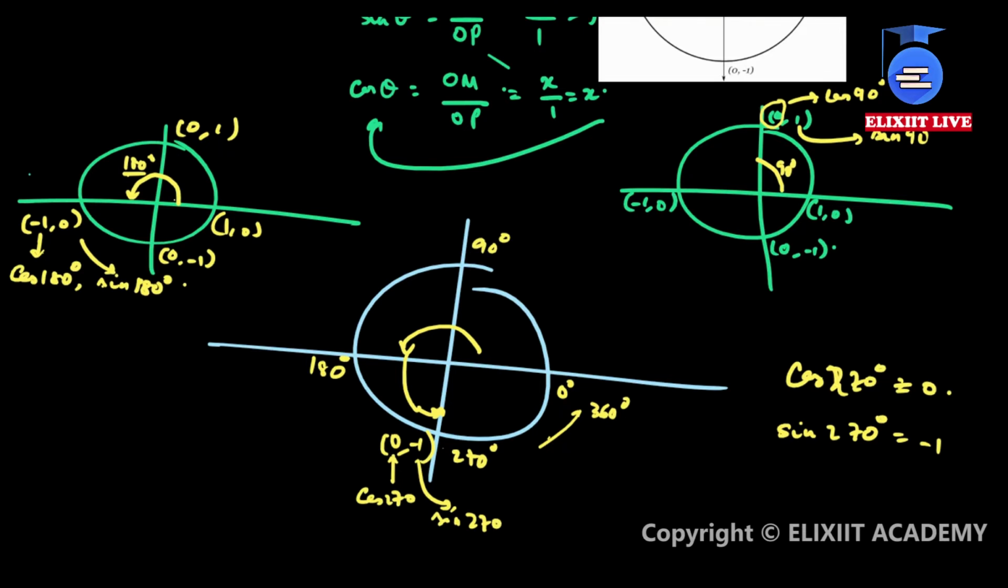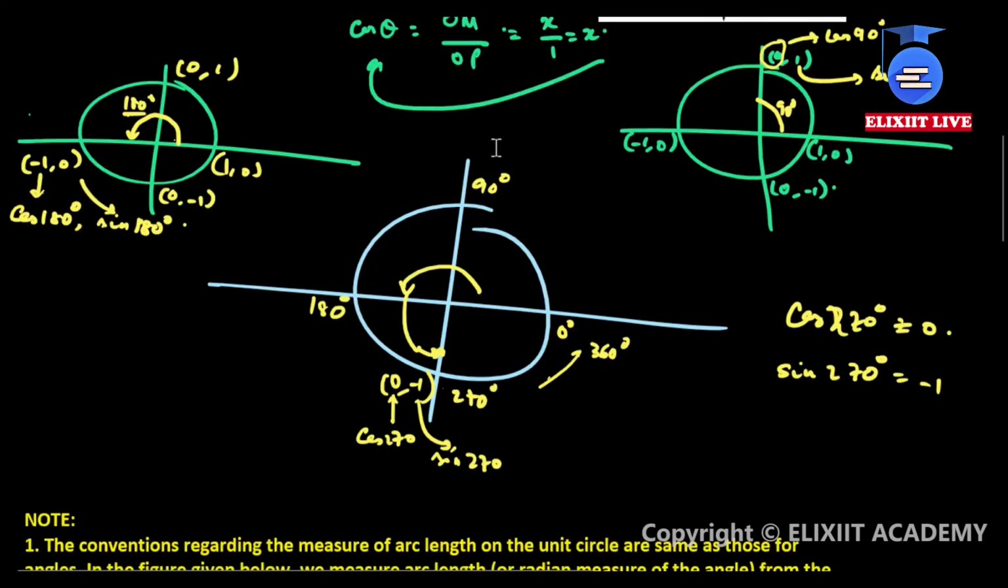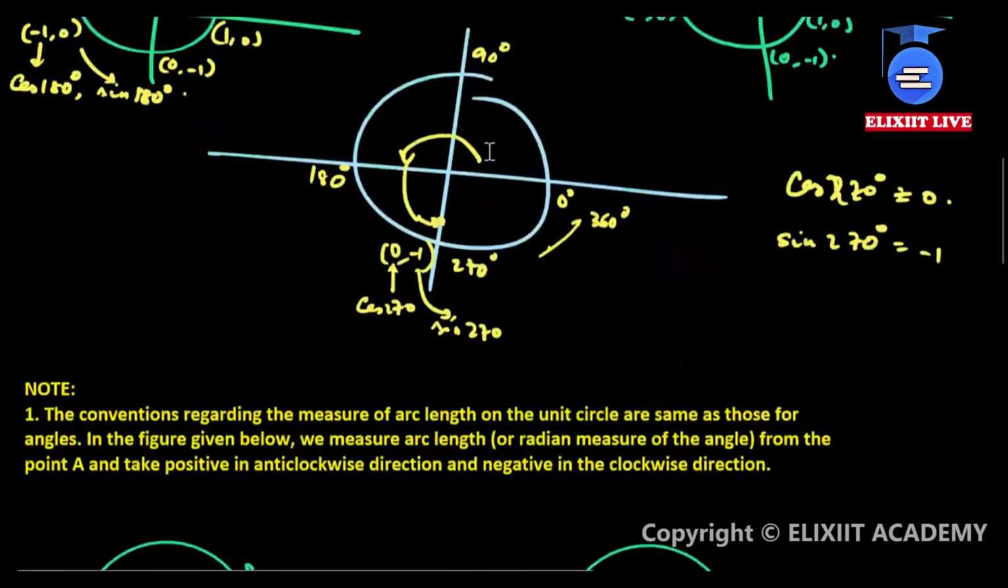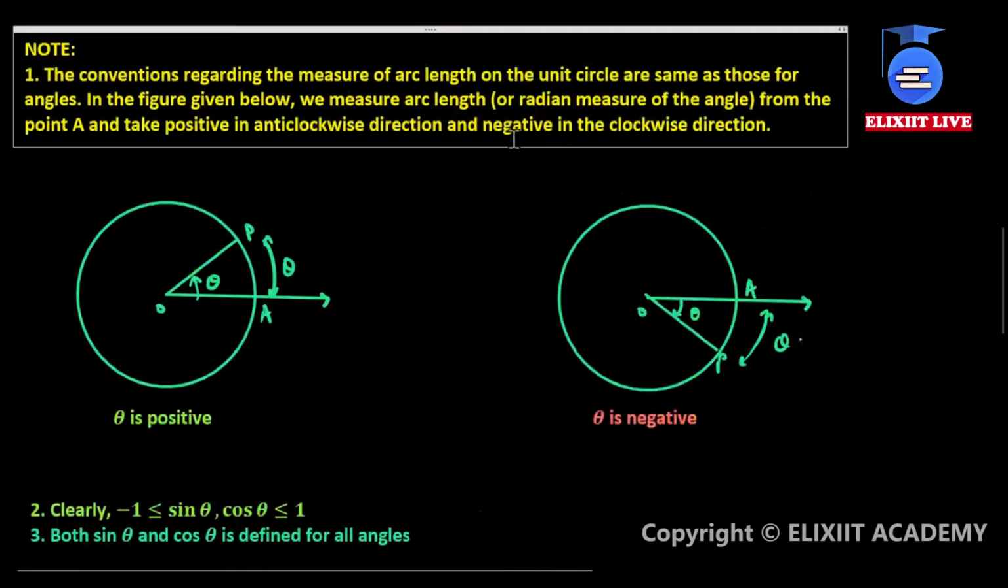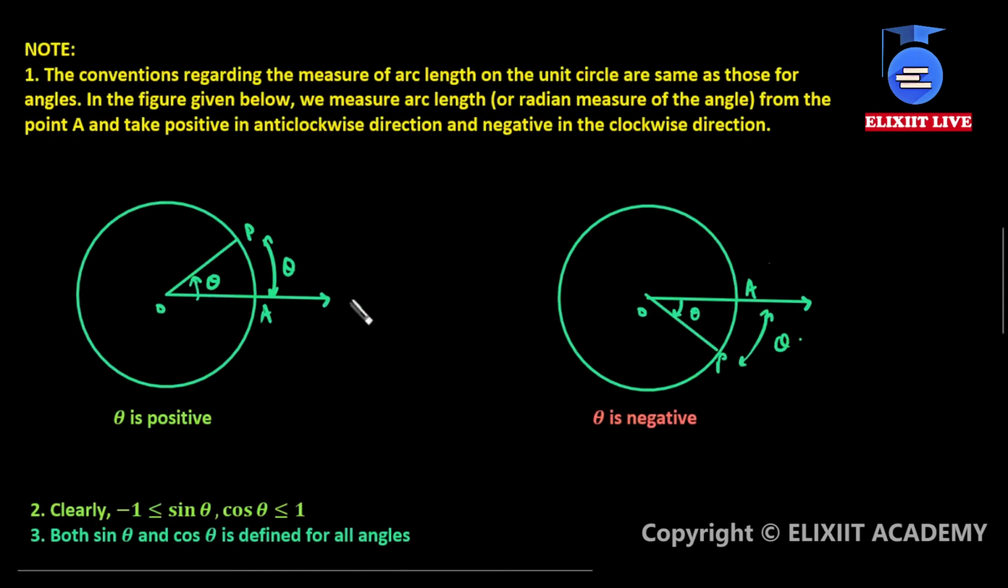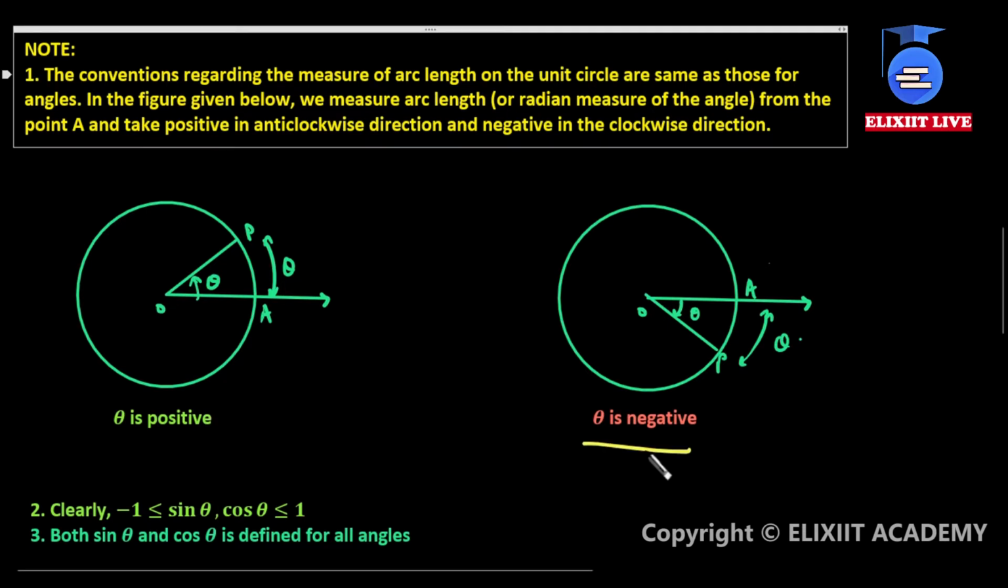You will see further. We will come to the quadrant system. I'll teach you the quadrant system. Let's see some points over here. Always follow this thing: standard convention must be followed. The conventions regarding the measure of arc length on the unit circle are the same as those for the angle. Whenever you are measuring angles, theta in the anti-clockwise direction is positive, and in the clockwise direction, theta is negative.